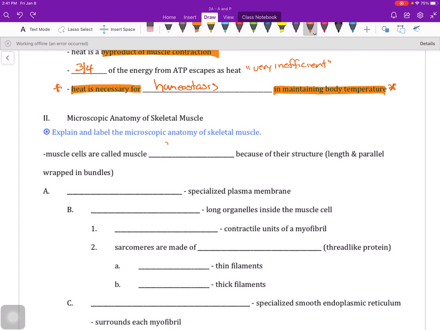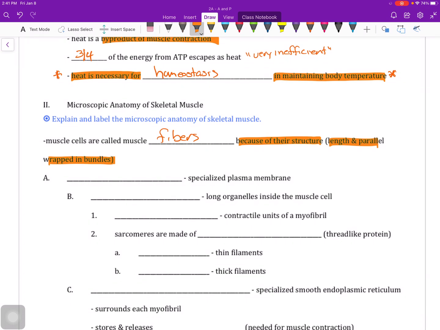All right, muscle fibers. Because of their structure, they're linked and parallel, wrapped in bundles. In this case, we're talking about skeletal muscles. That was one of the characteristics of skeletal muscles. The first thing we want to talk about is the plasma membrane, except it has a special name. We go back to that term sarc, which means flesh. So the specialized plasma membrane of a muscle fiber is called a sarcolemma.